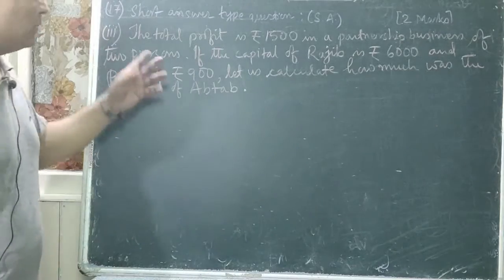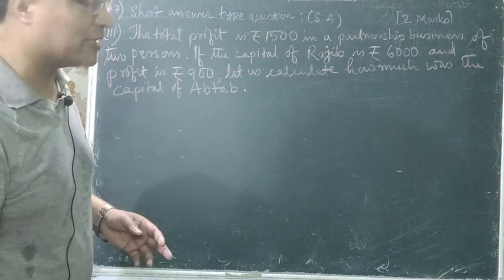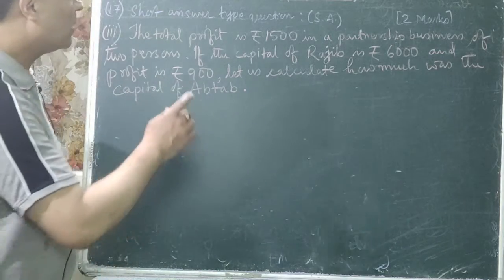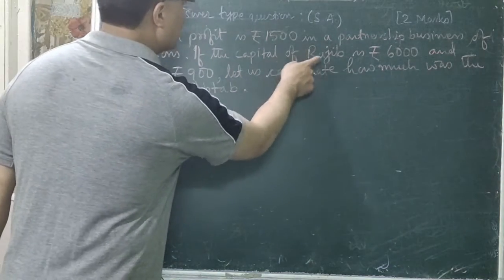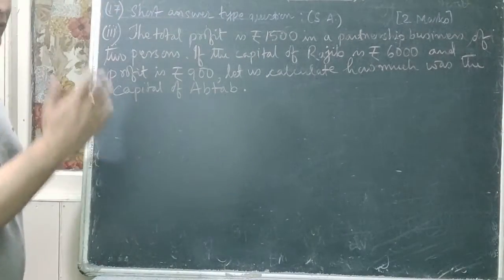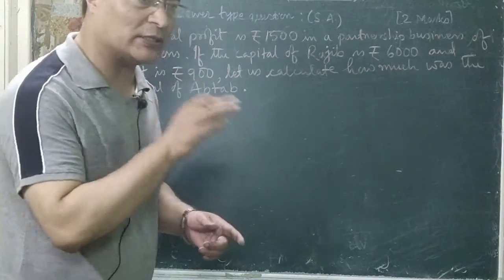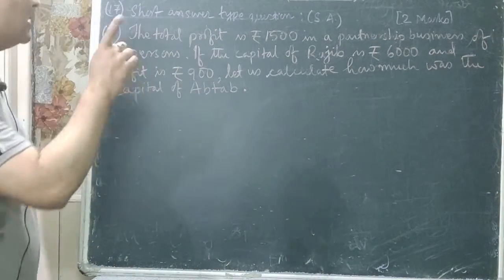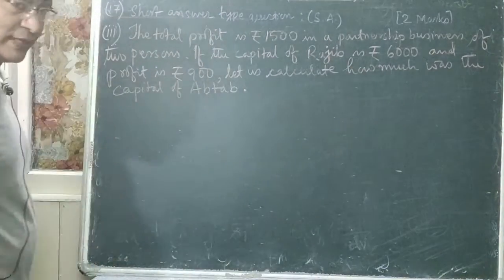Okay, if the capital of Rajiv is rupees 6,000 and profit is rupees 900. Rajiv's capital, Rajiv's investment at the start, what is the capital of Rajiv? It is rupees 6,000 and his profit share is rupees 900.